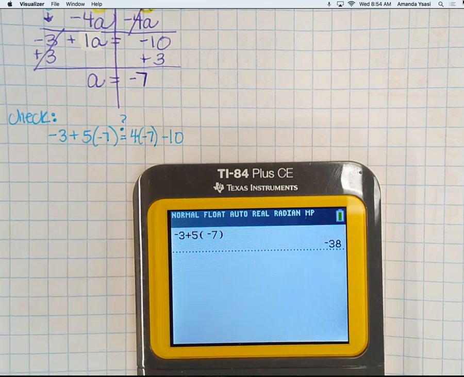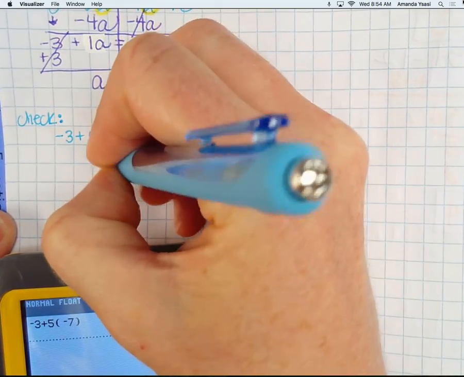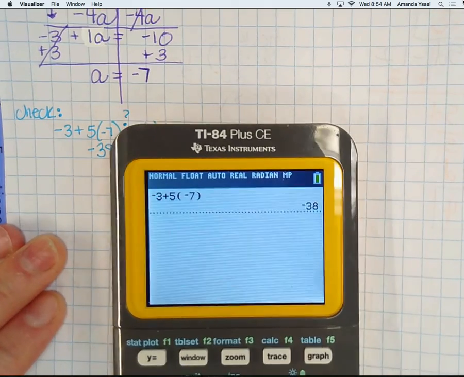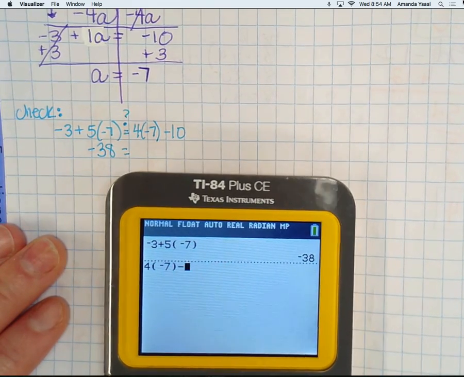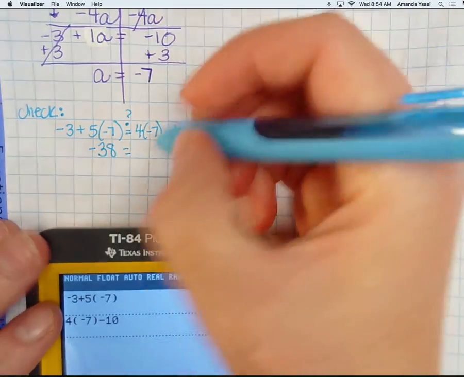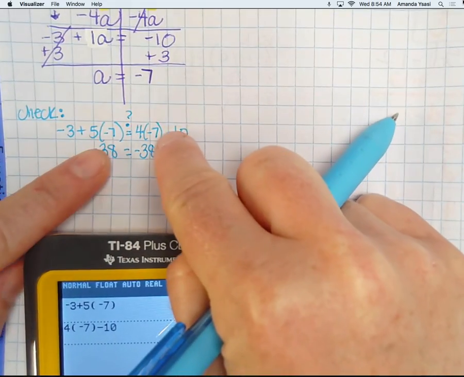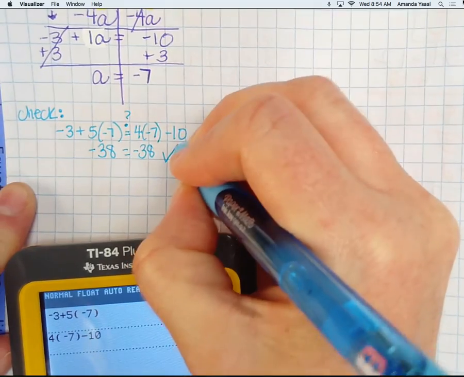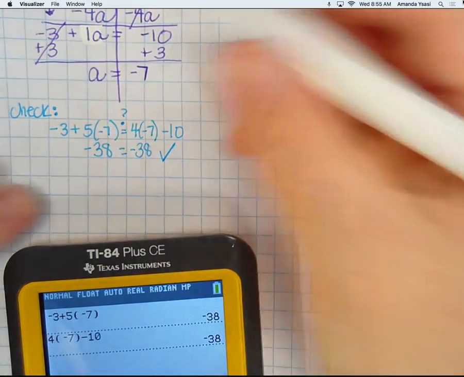So whenever I put that in, the left side says negative 38. Let's see what the right side says. 4 parentheses negative 7 minus 10. It also equals negative 38. So since they are equivalent, that means that x does equal negative 6. So put a little check mark. And then put a box around our answer.